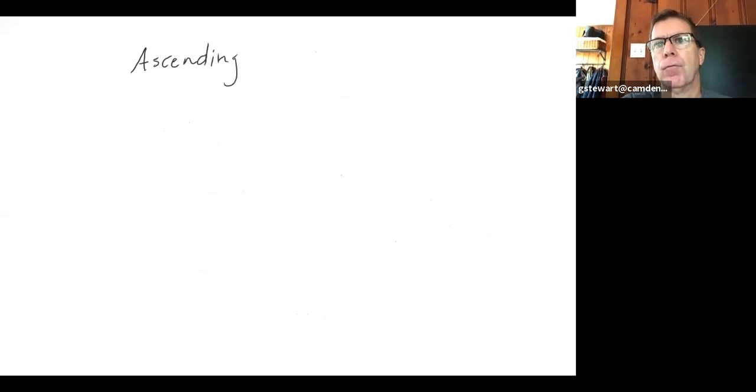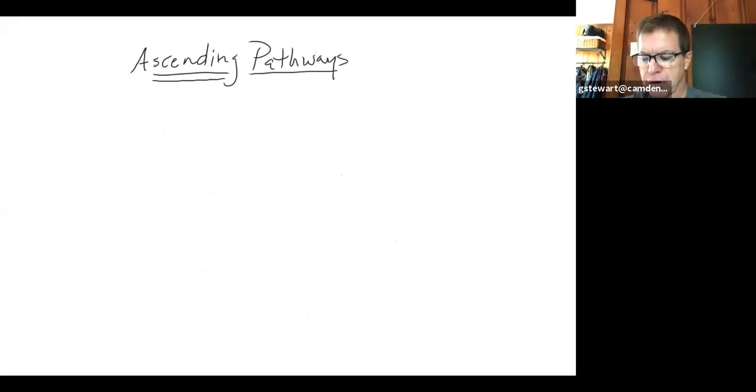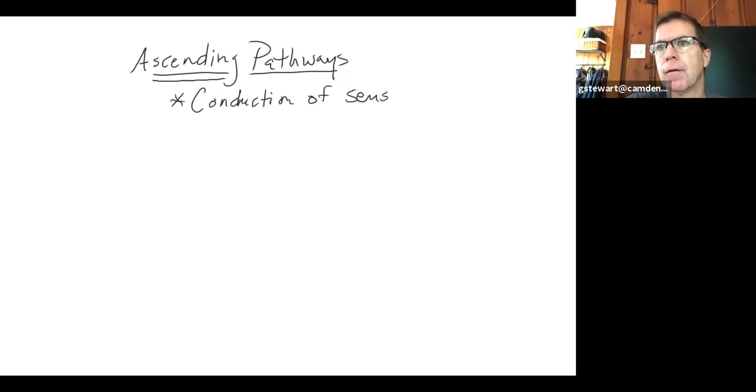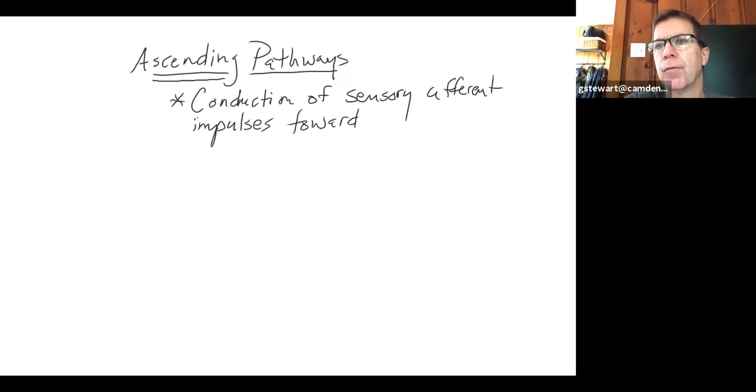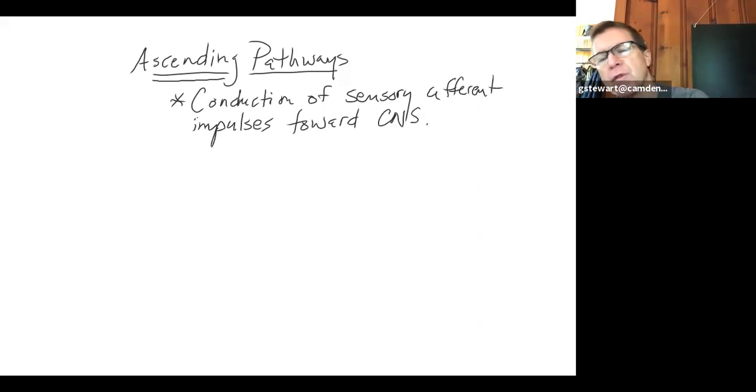So I'm going to layer over this. We're talking about transmission pathways of nerve impulses ascending, meaning going up the spinal cord. It's somewhat intuitive, but I'm going to write it anyway. This refers to the conduction of sensory afferent impulses toward the central nervous system. If those impulses must go all the way up to the brain to be processed, we're talking about coming into the spinal cord and then going all the way up to the brain.